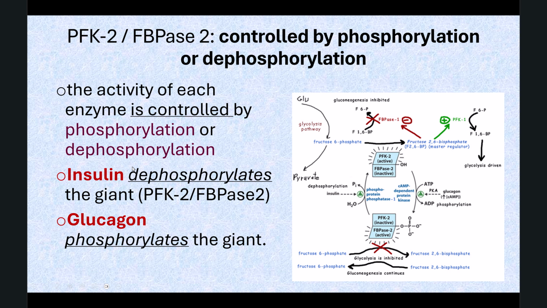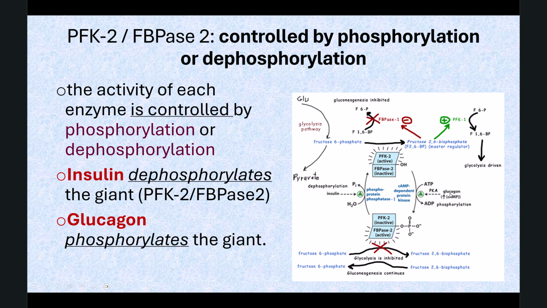Yeah, insulin, what does it do? Let's look at it. Insulin is ripping off a phosphate right here. And it has a little henchman that does the work for it, phosphoprotein phosphatase 1. I'll be happy if you know insulin will rip a phosphate off this giant molecule. So it dephosphorylates the giant PFK2B FBPase2.